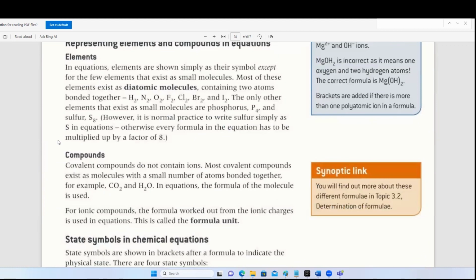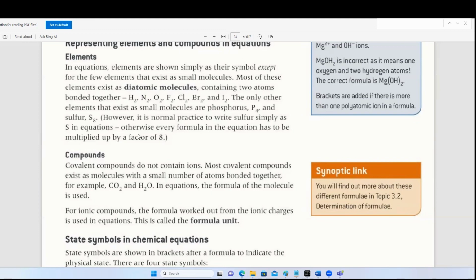In equations, elements are shown simply as their symbol, except for the few elements that exist as small molecules. Most of these elements exist as diatomic molecules containing two atoms bonded together. So molecules like H2, N2, O2, F2, Cl2, Br2, and I2. So these are diatomic molecules. They have two atoms in each molecule. The only elements that exist as small molecules are phosphorus and sulfur. However, it is normal practice to write sulfur simply as S in equations. Otherwise, every formula in the equation has to be multiplied up by a factor of 8. So it's S8 in nature, but they usually write it as S.